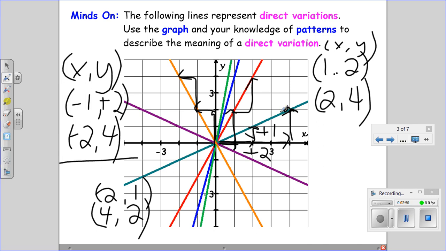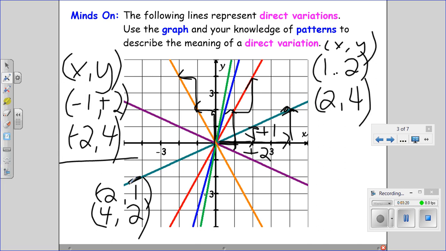Every time I change ordered pairs here, in the red line, I doubled my x value to get my y, or I multiplied by 2. If I look at the orange line, the x value was multiplied by negative 2 to get the y value. When I look at this bluey gray color line, the x values were multiplied by half.